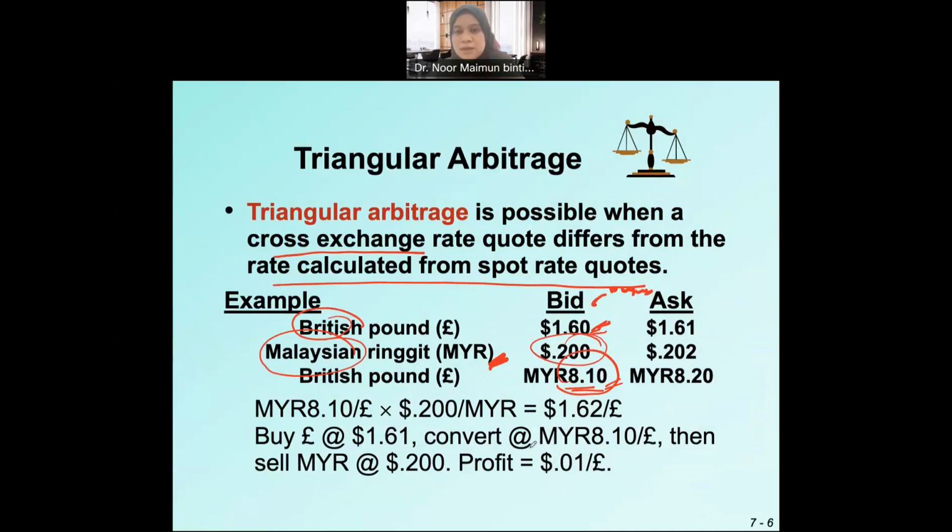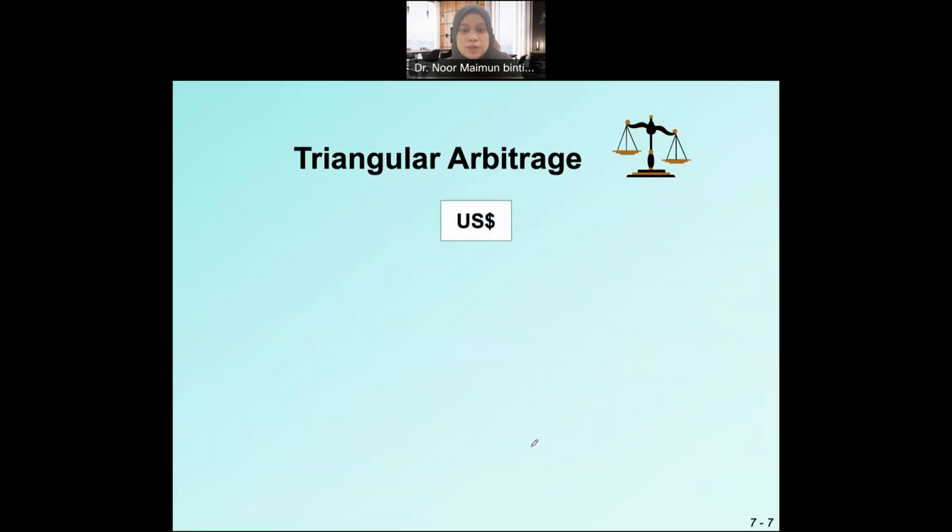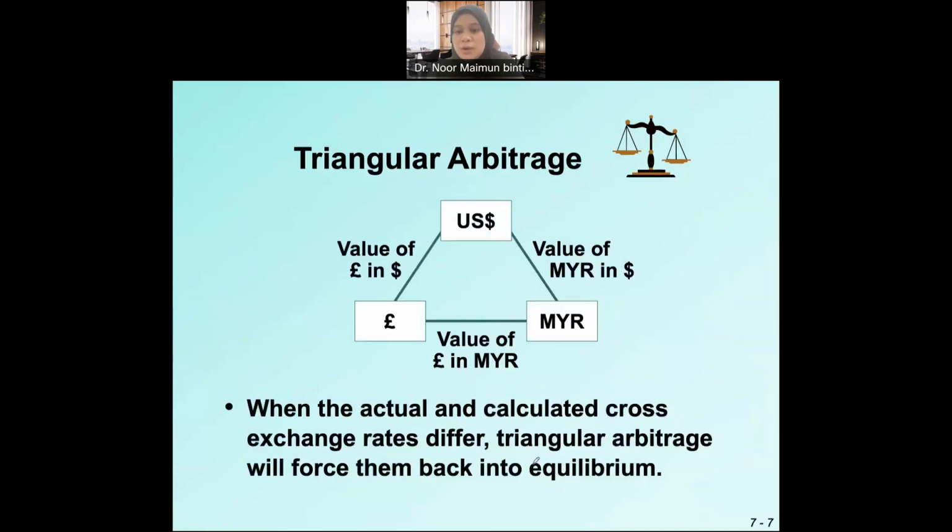Okay, and that is for triangular arbitrage. That is what happened in this triangular arbitrage. So you have Malaysian ringgit. Malaysian ringgit you convert into US dollar. Then US dollar you convert into pound. Okay, then only you will calculate how much is actually the profit that you make.